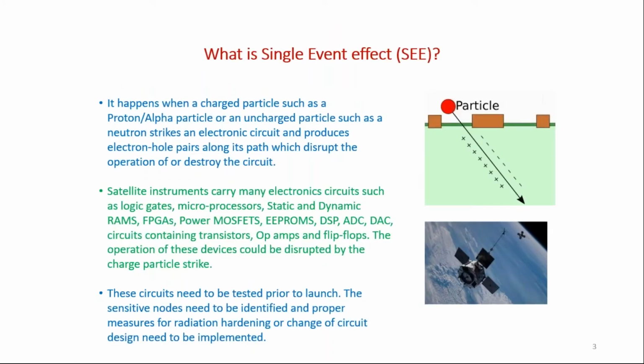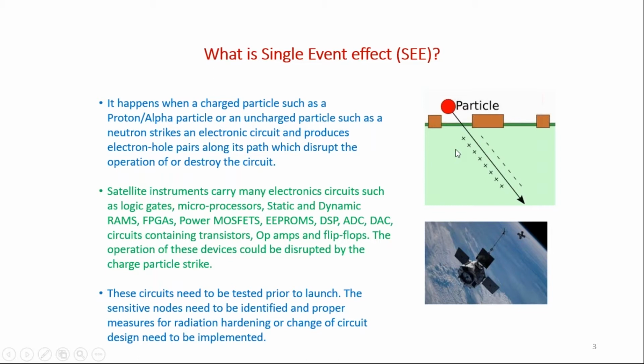So what is a single event effect, SEE? This happens when a charged or an uncharged particle passes through a circuit, strikes an electronic circuit, and produces electron hole pairs along its path that could disrupt operation or potentially destroy a circuit. So you can see here the charged particle is passing and producing these electron hole pairs.